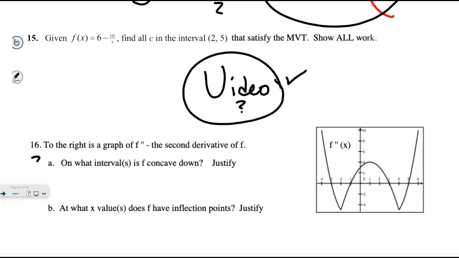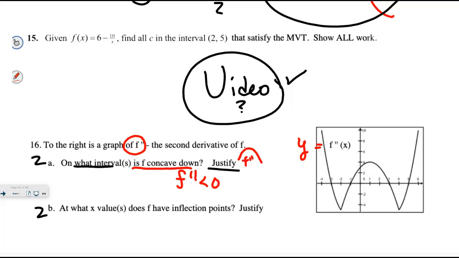2 points, because the interval needs to be correct with a correct justification. So these were each worth 2. This is the graph of f double prime. All my y values represent what f double prime was. On what intervals must f have been concave down? Which means its second derivative must have been negative. Concave down like a frown when we get a second derivative that's negative.